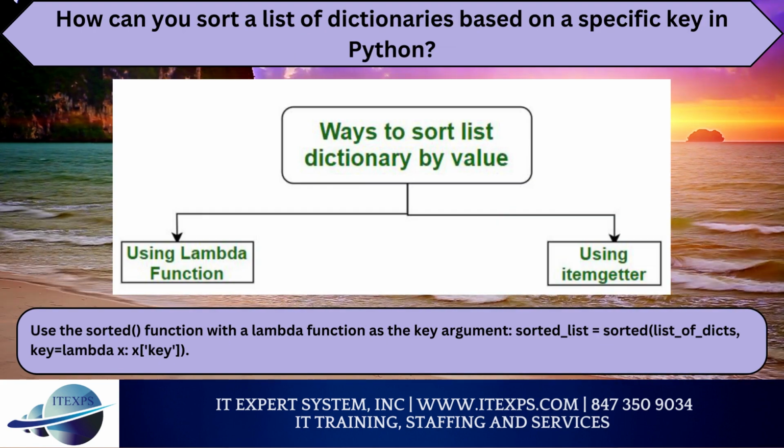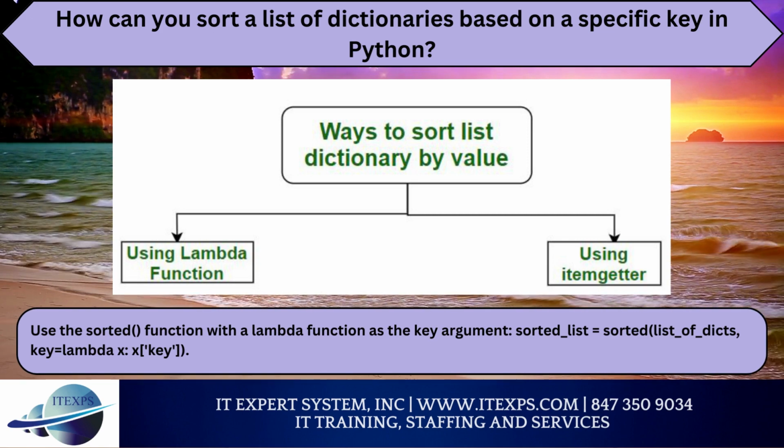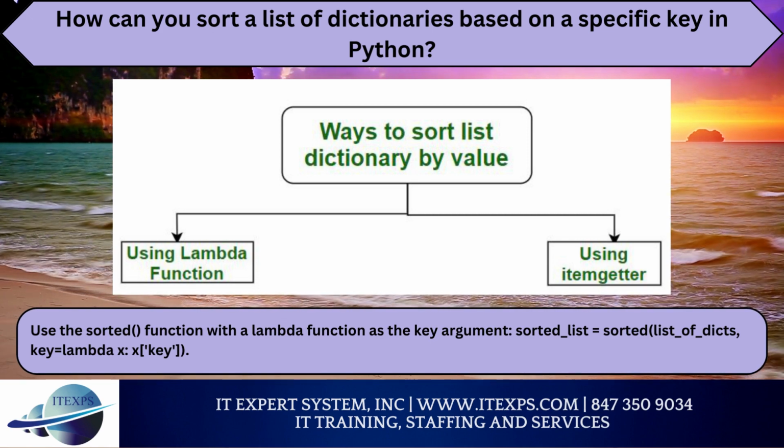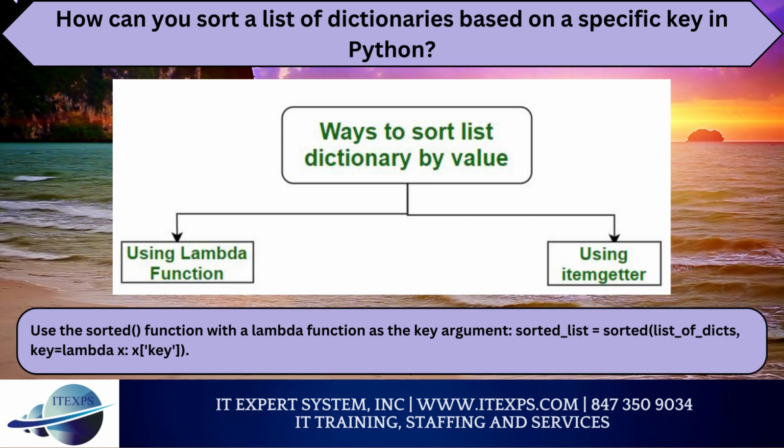How can you sort a list of dictionaries based on a specific key in Python? Use the sorted function with a lambda function as the key argument: sorted_list = sorted(list_of_dicts, key=lambda x: x['key']).